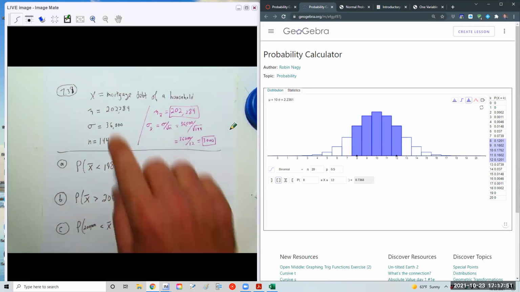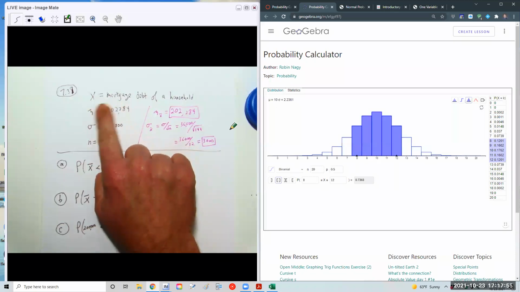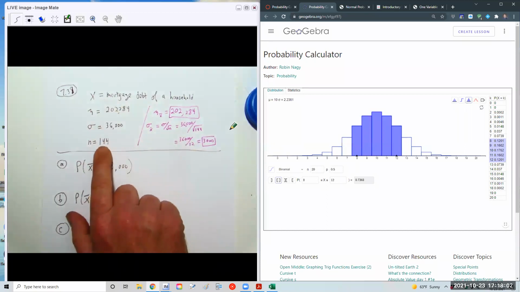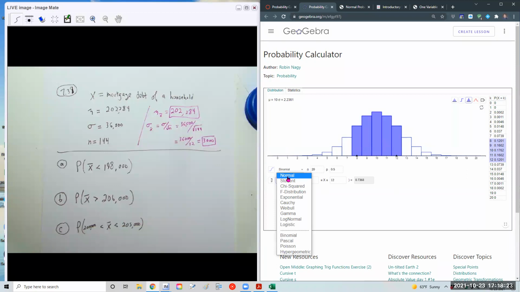So we have no idea what the shape of the distribution of X looks like because it didn't say. But that doesn't matter because the central limit theorem says that since the value of n is greater than or equal to 30, we know the sampling distribution graph for samples of size 144 will be approximately normal with mean equal to that and standard deviation equal to that, okay? And that's why we can use the probability calculator that has the normal distribution in it.